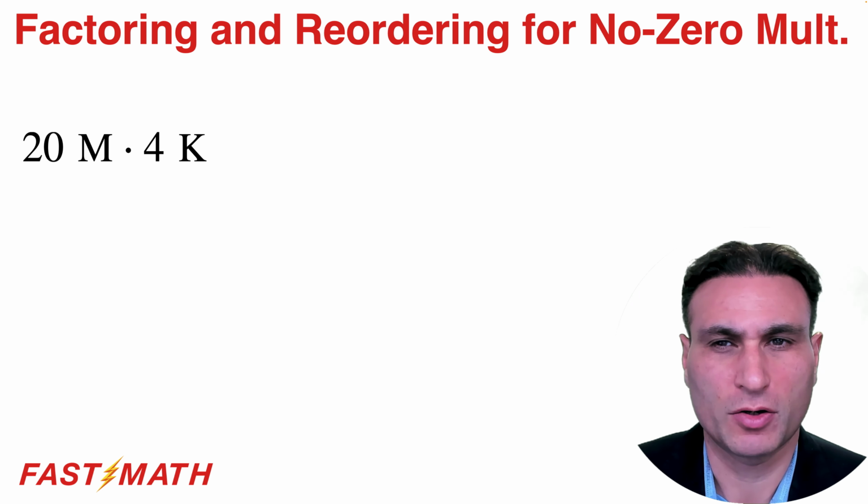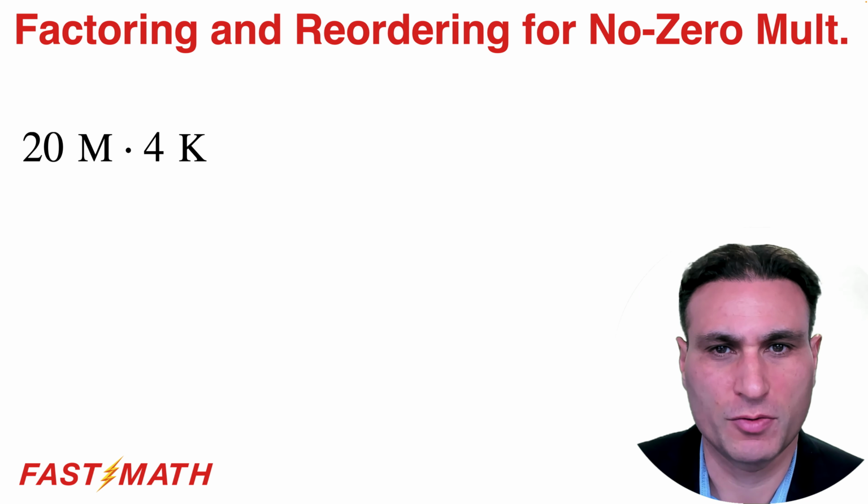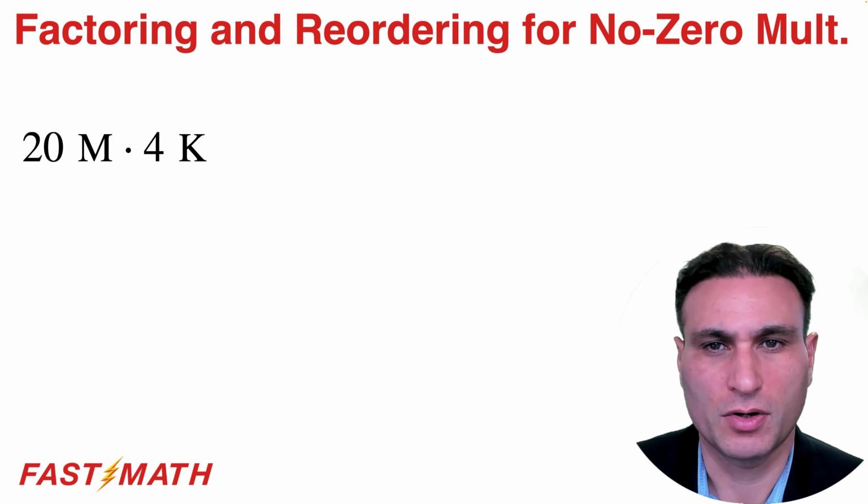Now I'll explain the mathematical principles behind no-zero multiplication. To summarize, no-zero multiplication uses factoring and reordering. The primary concept is that when you multiply numbers, you can change the order in which you multiply them, and the result is always the same. You can also factor numbers and reorder how you multiply the factors. This is used in algebra all the time. I have a video that explains factoring and reordering in more detail.